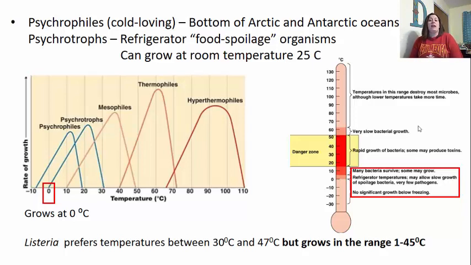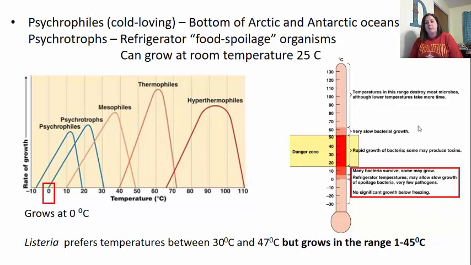These actually like refrigerator temperatures, and they can cause food spoilage in your refrigerator. They can also, though, grow at room temperature, which is approximately 25 degrees Celsius, and they can continue to grow in the colder temperatures. They can actually grow down to 0 degrees Celsius. If you look here at the thermometer, it shows you they're below this main kind of danger zone area, but this is where many bacteria survive. Some can't grow here, but they can at least survive.